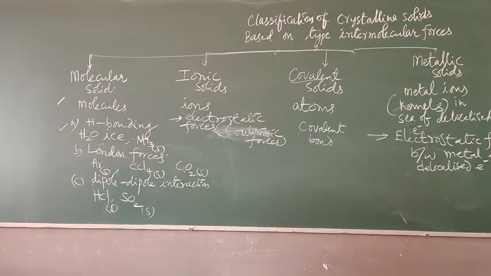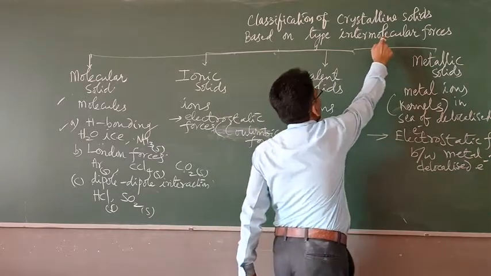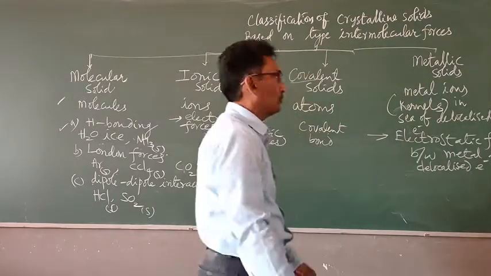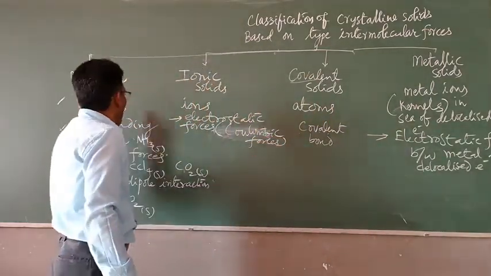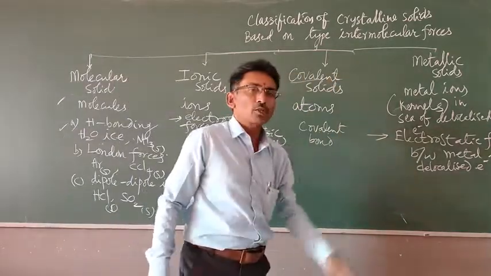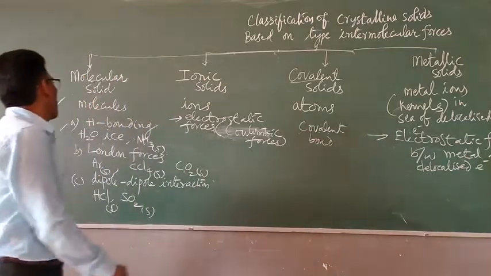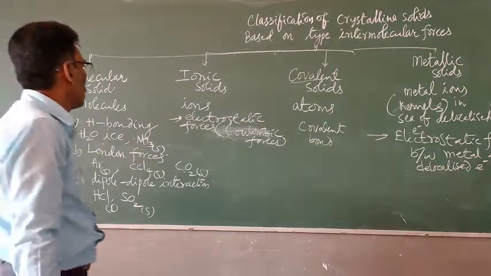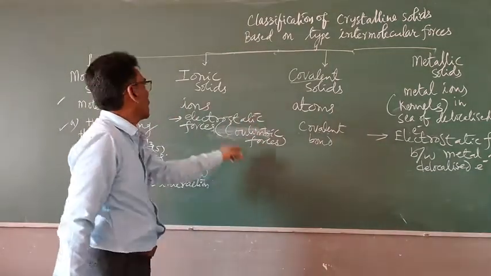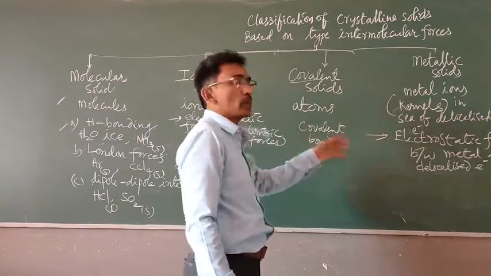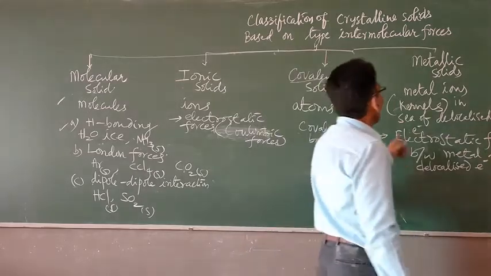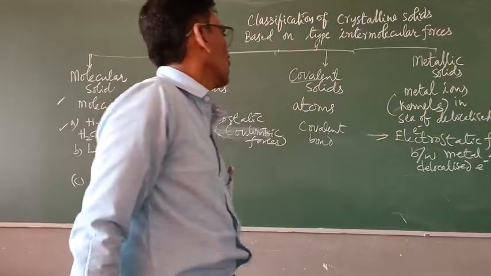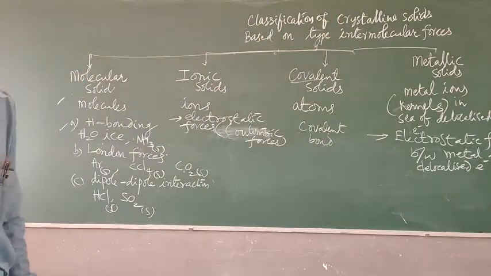Okay, what have I finished, dear students? I finished the type of intermolecular forces operating among the particles in different solids, and based on that, different names are associated. Hydrogen bonding, London forces or dipole-dipole interactions present: they are molecular solids. Electrostatic forces between anion and cation: ionic solids. Covalent bond present among atoms: covalent solids. Between a metal ion and mobile or delocalized electron, the electrostatic forces observed: metallic solids.